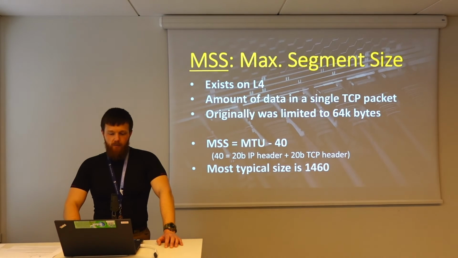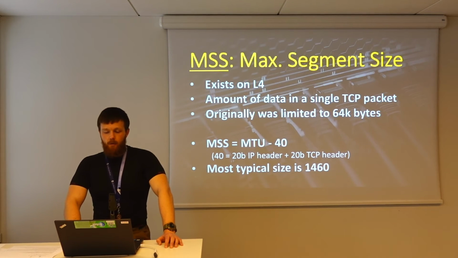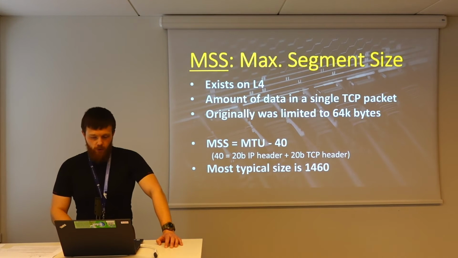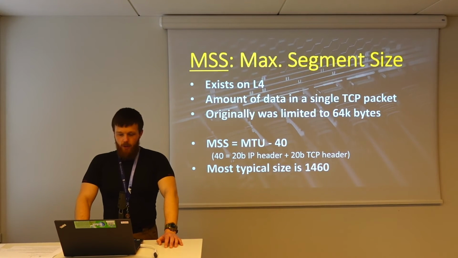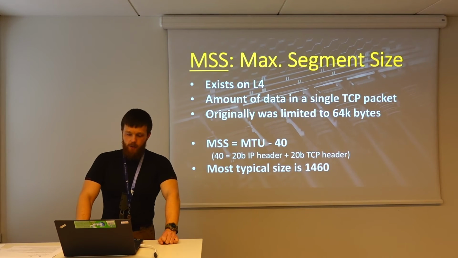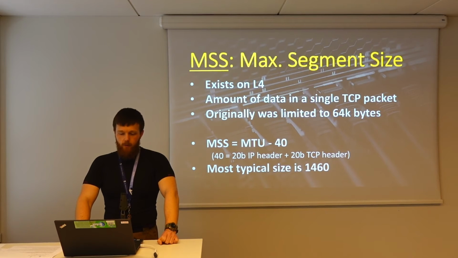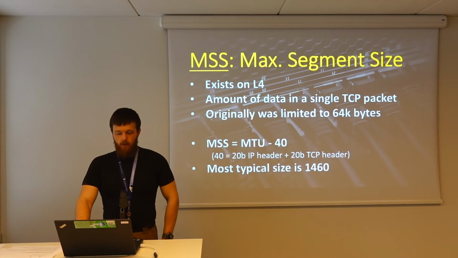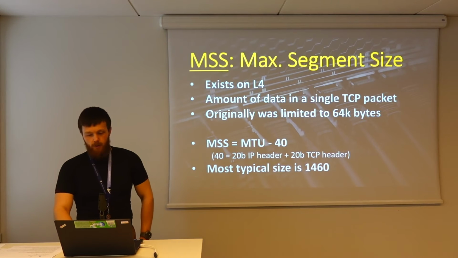Now on layer 4 we have MSS, which is maximum segment size. And it's not the same as MTU, because MSS tells exactly the amount of data in a single TCP packet, excluding the TCP header. Originally it was limited to 64 kilobytes, but we now have extensions to allow us to use much larger MSSs, otherwise we would be unable to have fast networks. And MSS is basically just MTU minus 40 bytes. Those 40 bytes consist of 20 bytes of IP header and 20 bytes of TCP header. Hence, the most typical size is 1460 bytes.